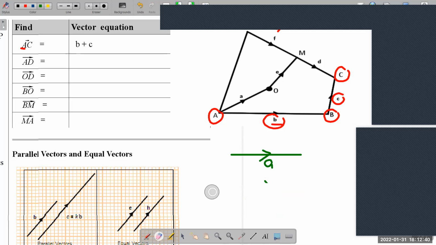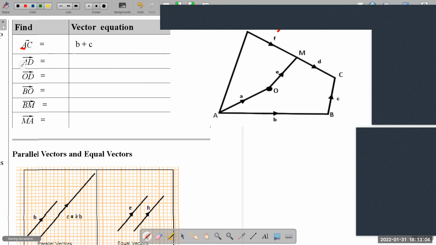So let's take a look at the information and the questions, and let's work through the questions together. This is the diagram, and the truth is this comes up a lot in CXC questions. They give you a diagram and they ask you to write the vector equation of the vectors that they ask for. So let's take a look at AD. Based on AD, the starting letter is what? A, and our destination letter is D. So let's look at where those two points are located.